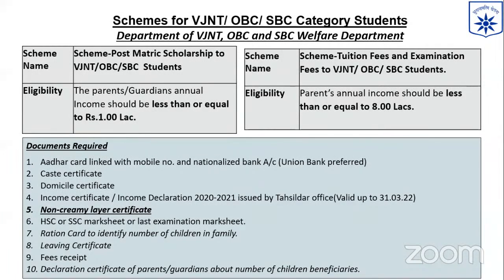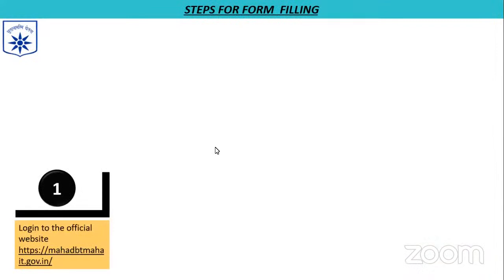Okay, now after seeing the schemes applicable for different categories, we will go to the form filling process. Now we will have a look at how the form filling process is done. So while filling the form for the first time, suppose you have not applied for the freeship and scholarship scheme earlier, and now you are filling the form for the first time. We will discuss the steps for form filling here.